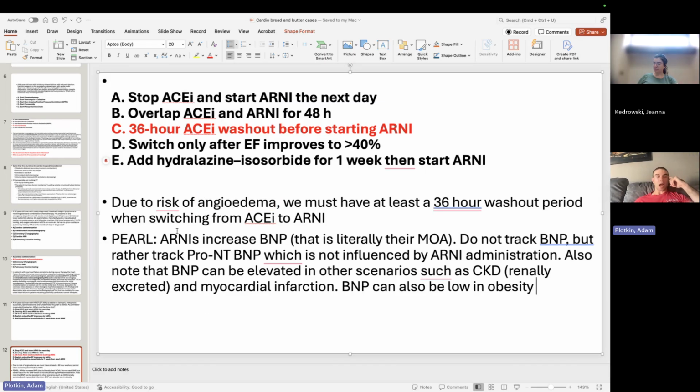This is what I was getting at: an ARNI increases the BNP level. We already talked about that. That's literally their mechanism of action. So in these patients, I've seen questions on this.